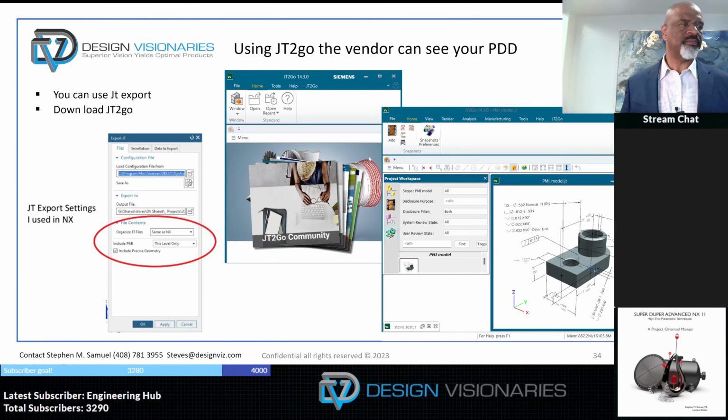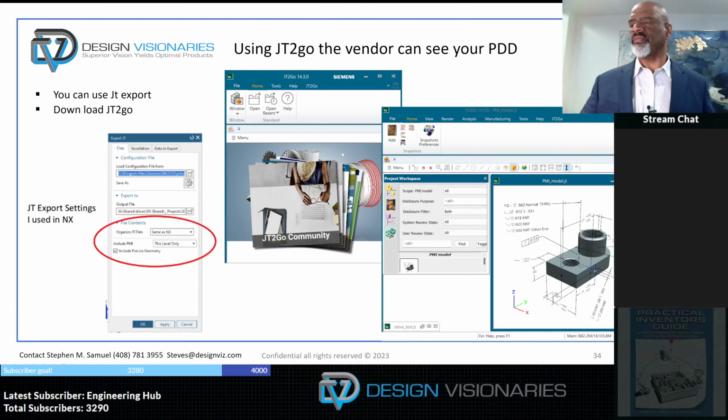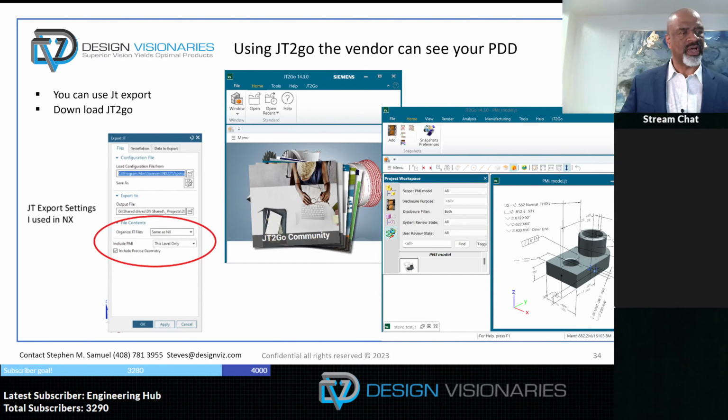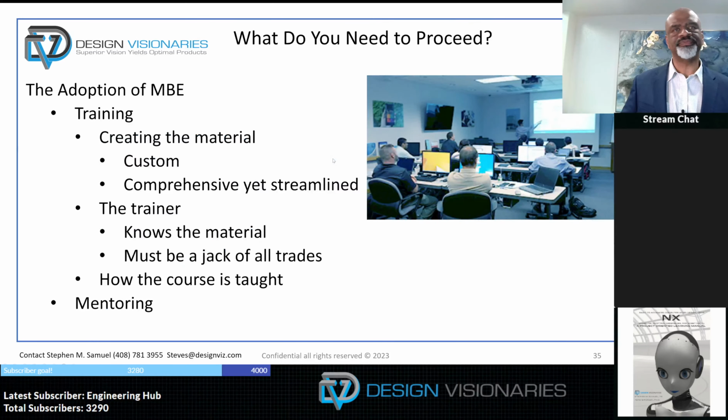So there's that. There's JT2Go, which is a very, very powerful piece of software that is free. So if you're a vendor and you want to know what to do with all of these files that you get, you have this JT2Go. If you're not very sophisticated and you don't have the wherewithal to get a Team Center login so that you can communicate with your OEMs, as the manufacturer, you can use JT2Go.